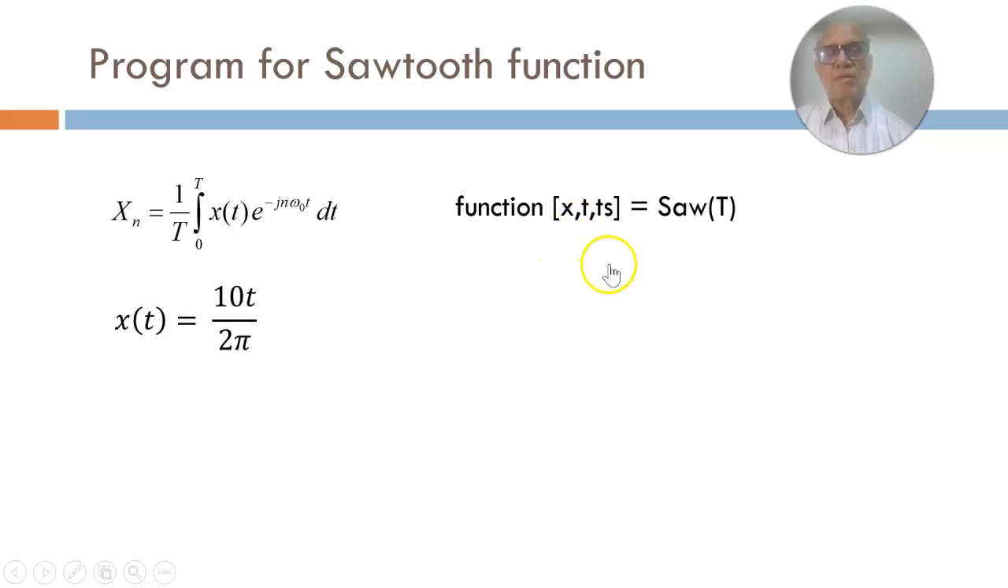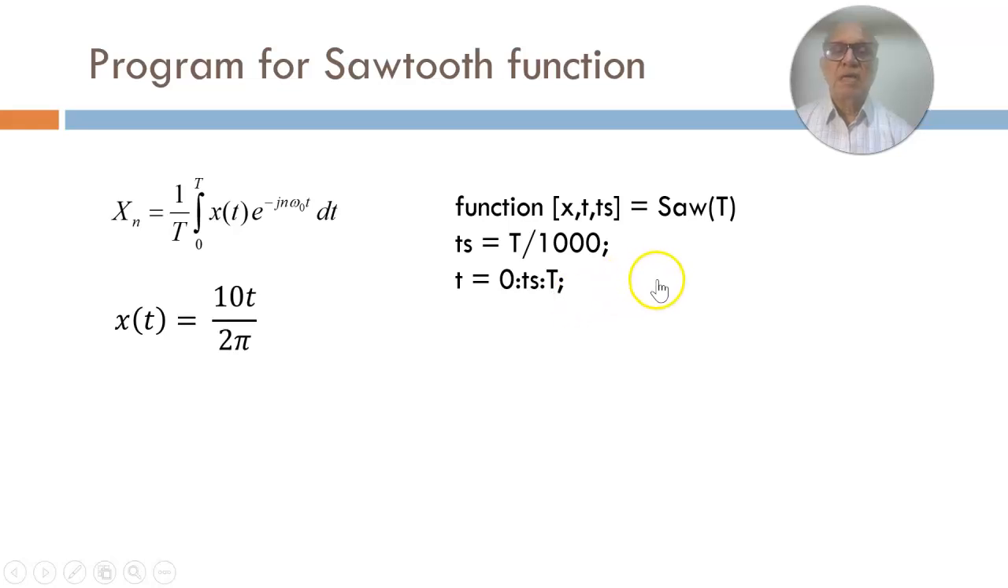and they will be returned when the function is called by the main program. Alright. So first we define the sampling time, and for accurate calculation this has to be much smaller than the total time period of the waveform. So we choose it T divided by 1000. That is our sampling time. Then we define the time vector. So time vector is 0, increment of sampling time, that is ts, and the last value is T.